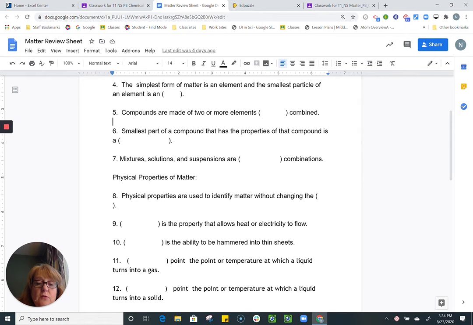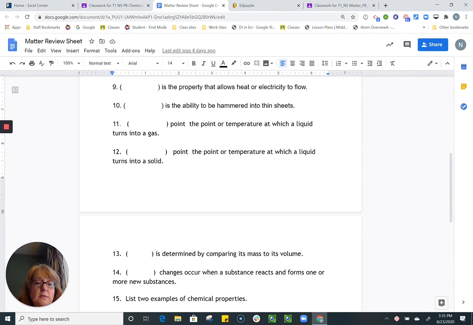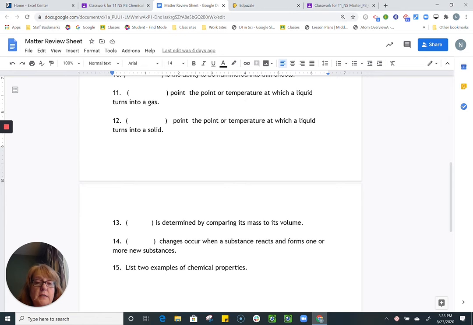So if you're trying to determine what an unknown liquid is, you might try to figure out what its freezing point is or what its boiling point is. Number 12, the temperature at which a liquid turns to a solid, is the freezing point. For water, it's 32 Fahrenheit or 0 degrees Celsius. Different liquids freeze at different temperatures.